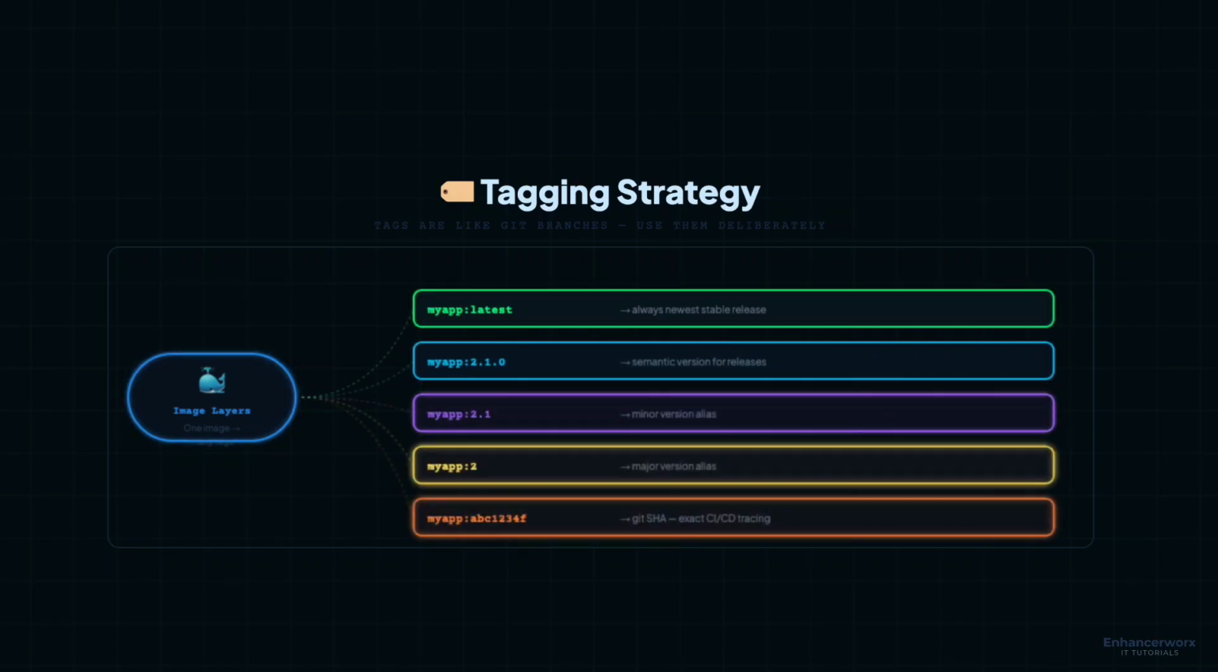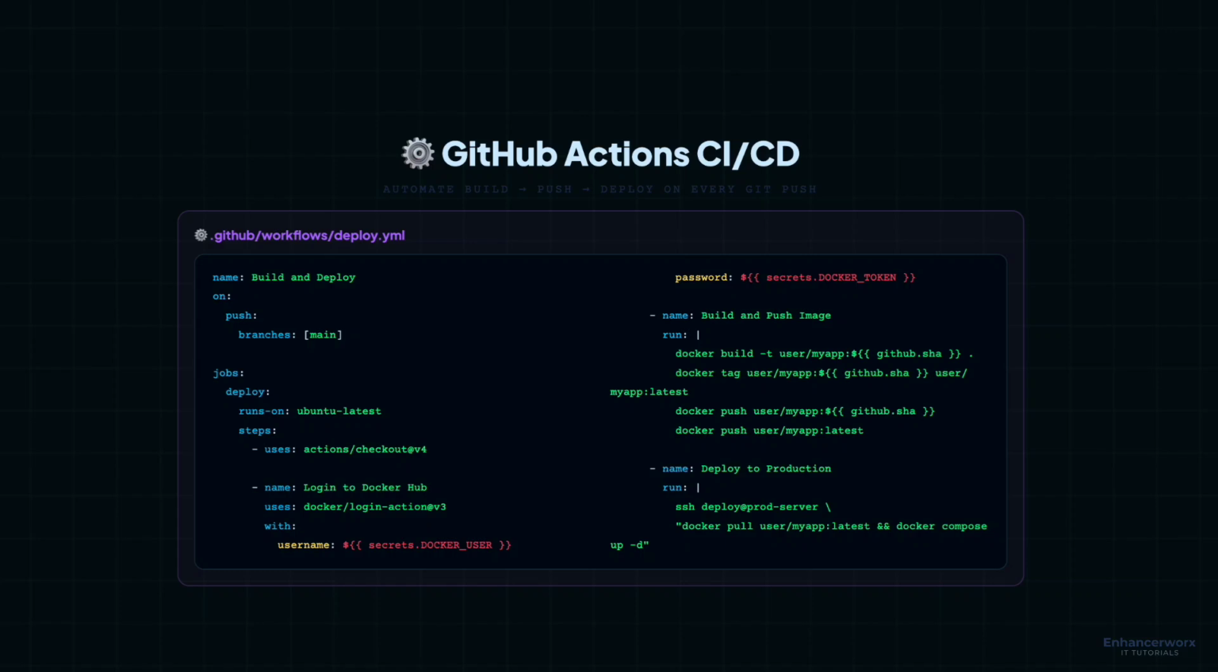Tagging strategy matters in production. Use semantic versioning like 1.0.0 for official releases and git commit SHAs in CI/CD, so every build is perfectly traceable back to a specific commit. The latest tag should always point to the most recent stable release, never a broken or untested build. In Kubernetes, always pin to specific version tags rather than using latest in production manifests to avoid accidental updates.